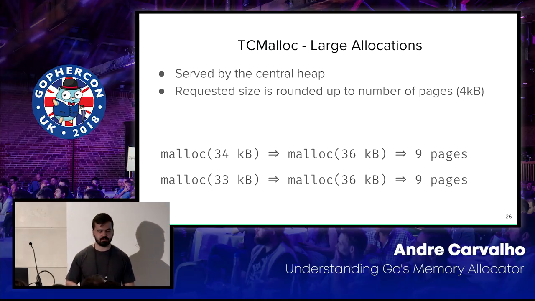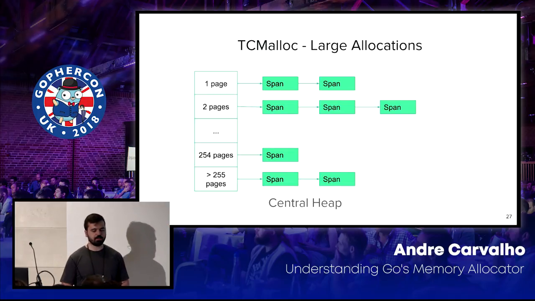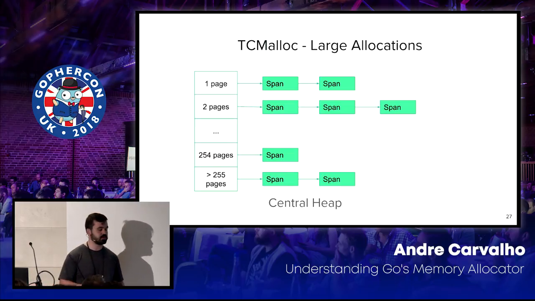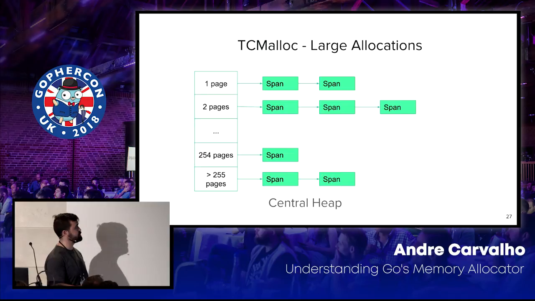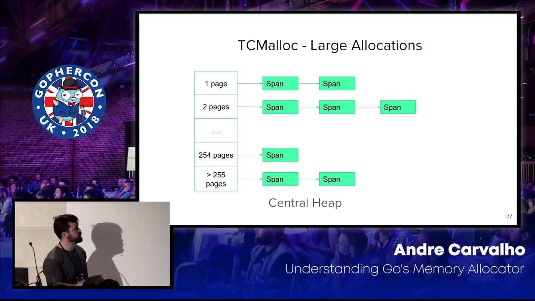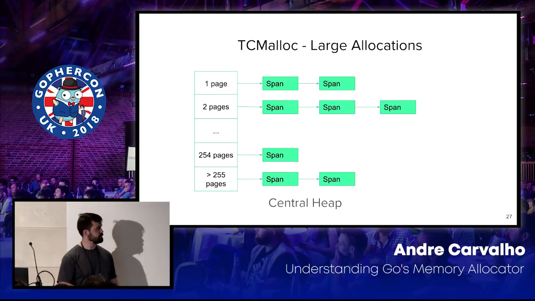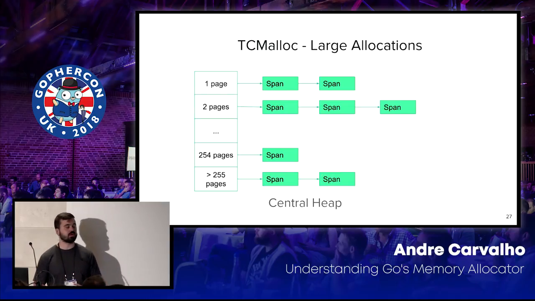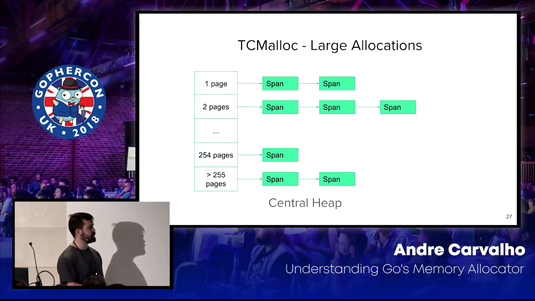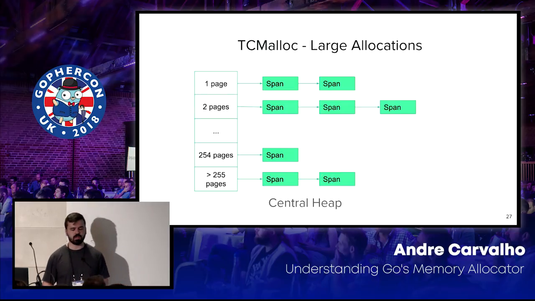which is 9 pages. The central heap maintains multiple linked lists with free spans. Each linked list maintains spans of a given size. So we have one page list, which contains spans that are one page in size, a two pages linked list, and so on. And the last linked list is for spans that are over 255 pages. So every span that's larger than that is kept on a single linked list.